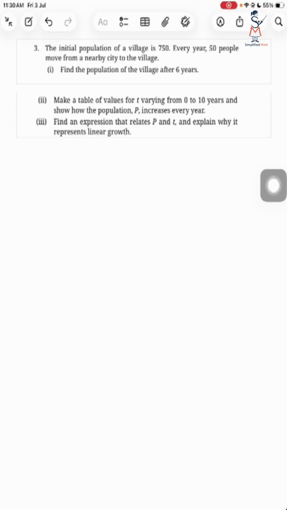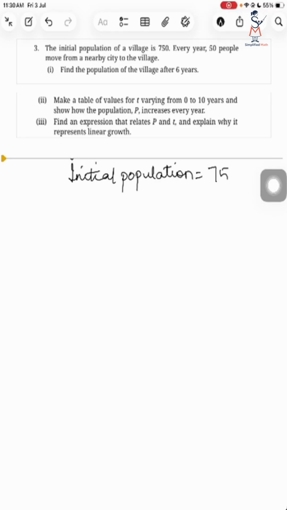So first we will write the initial population. The initial population is 750. Increase every year. Why increase every year? Because 50 people move from a nearby city to this village. 50. Now we will start with our first question.